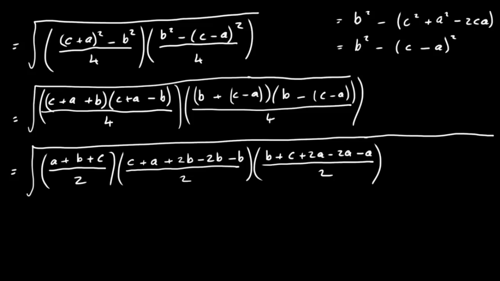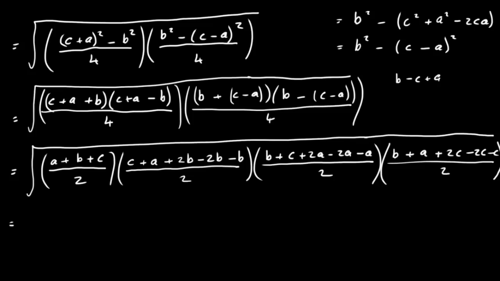And then finally over here, I'm going to add and subtract 2c. So I'm going to take b. This here, by the way, just becomes b minus c plus a. This part here, b minus c plus a. So what I'm going to do is add and subtract 2c. So it's going to be b plus a plus 2c minus 2c minus c. And all of that is going to be over 2 as well.